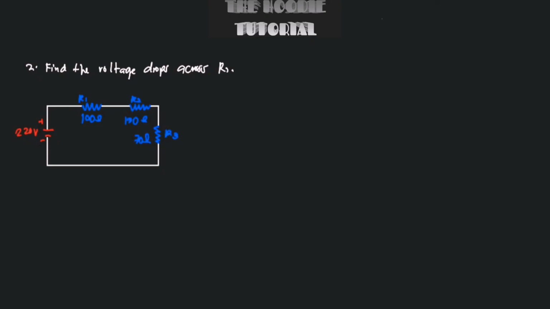In example number 2, we have to find the voltage drop across R1, so we only need to find V1. We have here 220 volts again. This is a DC voltage source, and we have 3 resistors connected in series. So let's go find that V1. Let's find the solution.